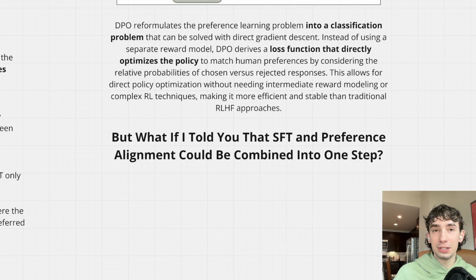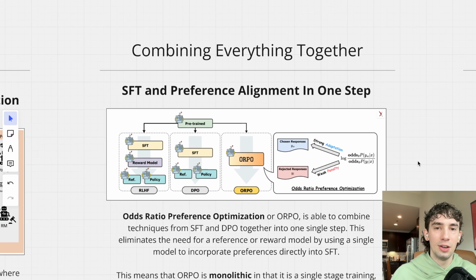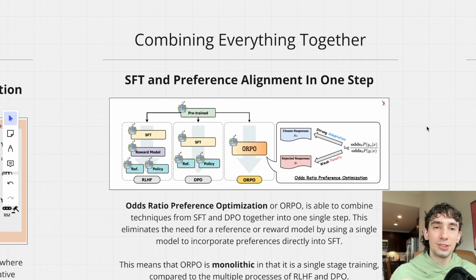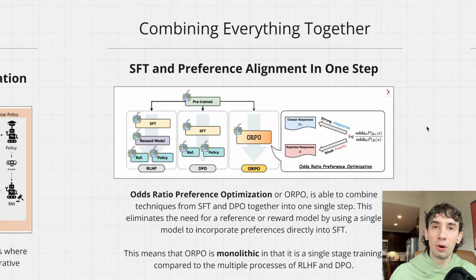But other researchers have been taking this on and figured out that you might even be able to combine supervised fine-tuning and preference alignment all into one step. Which brings us to what's called odds ratio preference optimization, or ORPO. And the researchers that came up with this technique started looking more at the actual supervised fine-tuning stage and seeing where they could enhance it to also include preference alignment.